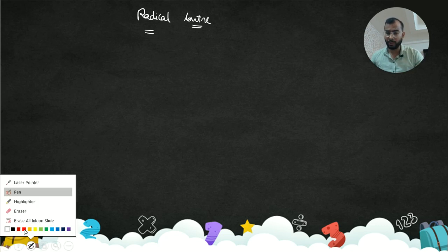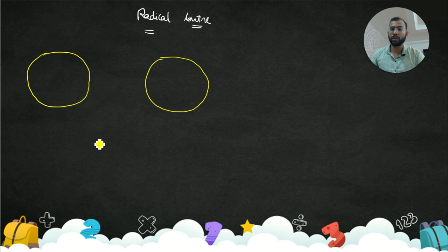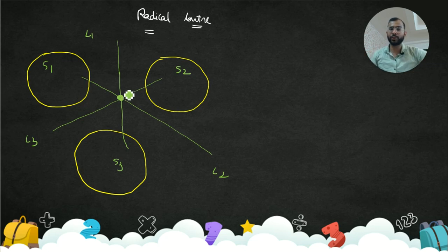Let's understand what the radical center is. If we take 3 circles, this is one circle, this is another circle, this is another circle. Isn't this a great diagram? This is the radical axis for S1 and S2. Let's call it L1, the radical axis. Similarly for S2 and S3 would be this, L2, and similarly for S1 and S3 would be this, L3. So 3 radical axes will pass through a point, which is what we call, yes, have a huge round of applause for the one and only radical center.